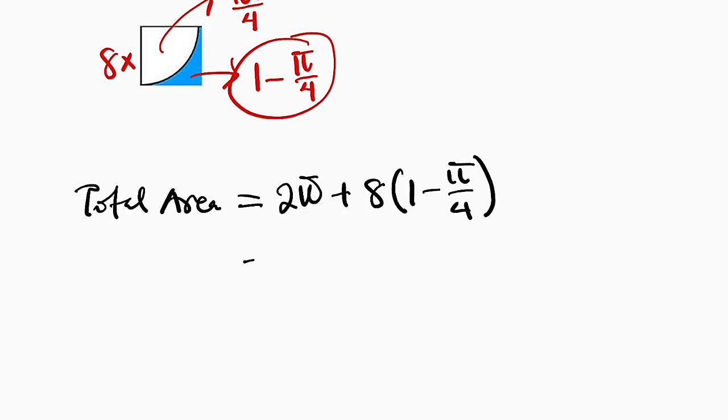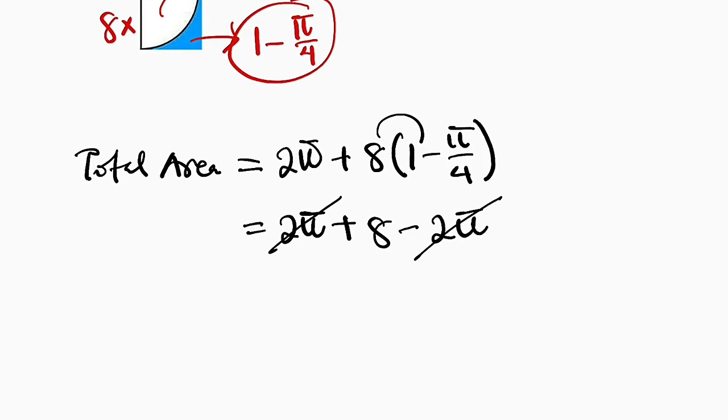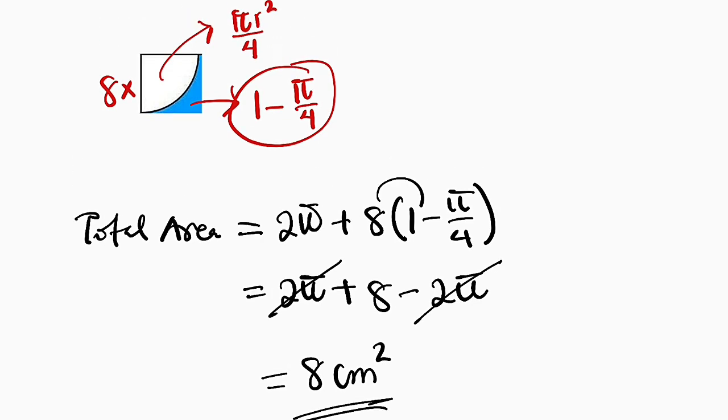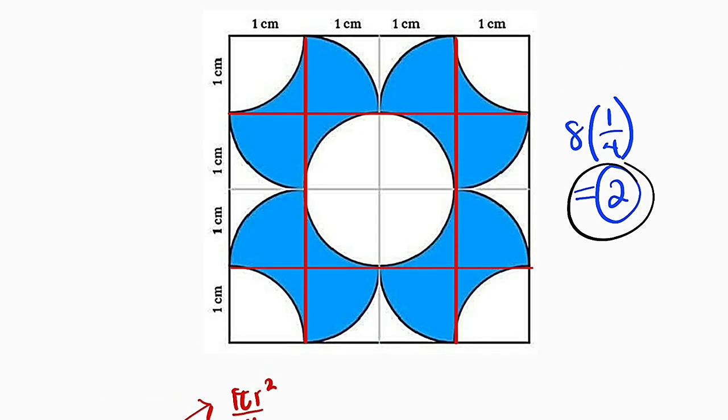So let's simplify. This is equal to 2 pi plus 8 times 1 will give us 8, minus pi over 4 times 8 will give us 2 pi. 2 pi cancels 2 pi. What we have is just 8 cm squared, which implies that the area of the blue region is 8 cm squared. But let me show you another way you can do that as well.